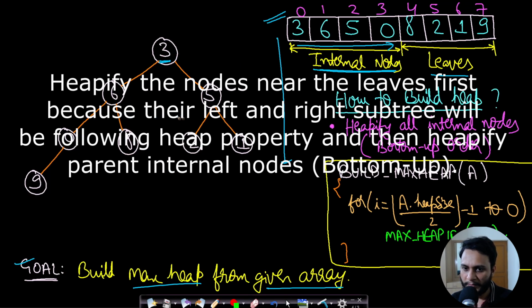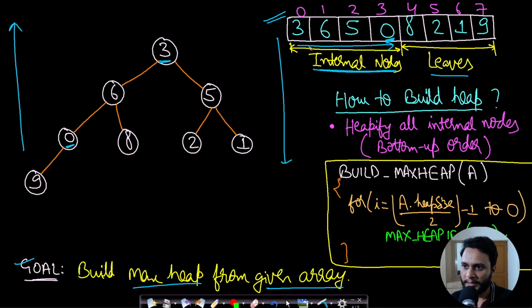So that is why we will have to first heapify the last internal node, that is this 0. Okay, and then we will have to move in the bottom up order. So in this array we will not be heapifying from left to right, but instead we will be heapifying from right to left.